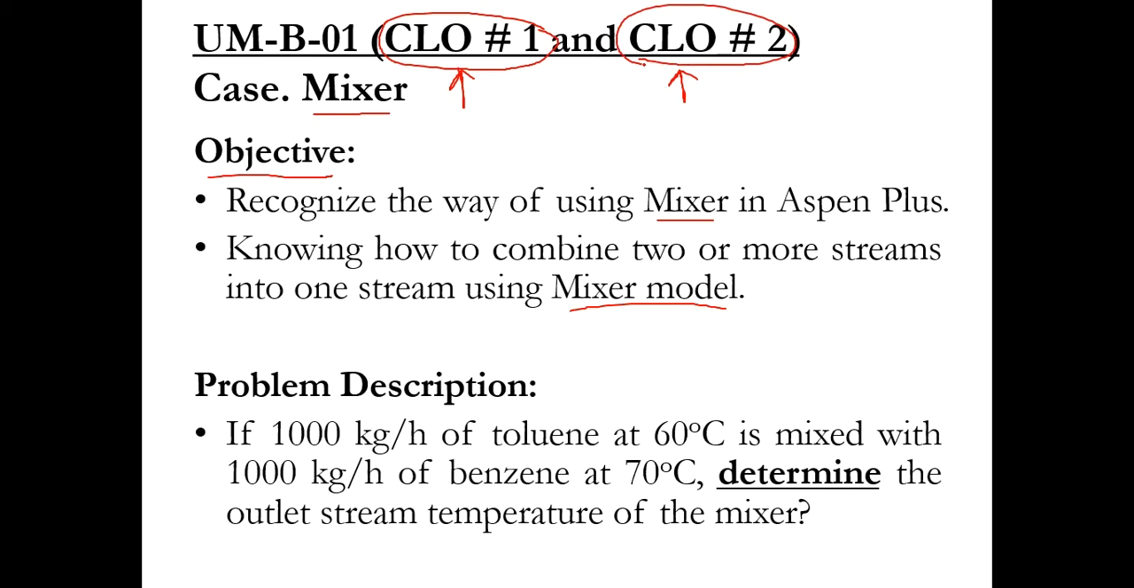The problem description states that you have 1000 kg per hour of toluene at 60 degrees centigrade and 1000 kg per hour of benzene at 70 degrees centigrade. If you mix both these streams, determine the outlet temperature of the mixer, meaning the temperature of the stream exiting the mixer. Both streams, toluene and benzene, are entering the mixer and one single stream is leaving the mixer. So determine the temperature of the stream at the exit of the mixer.